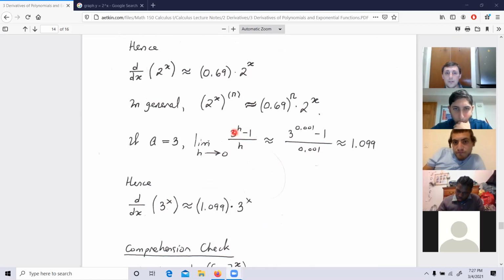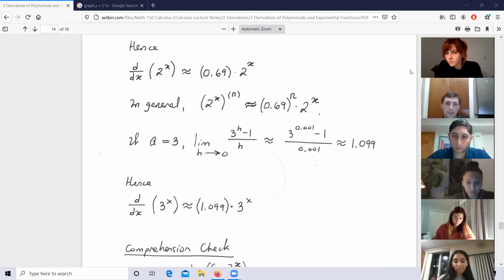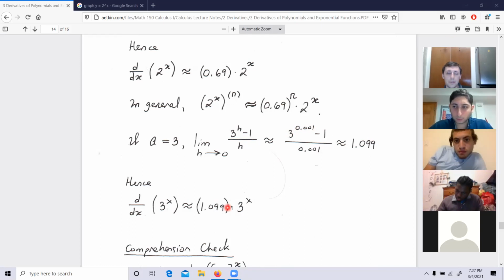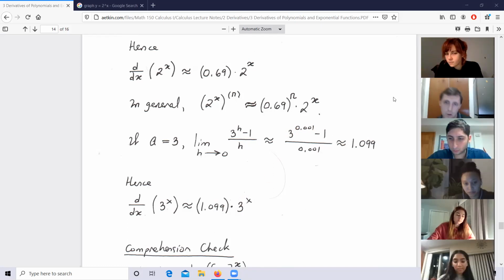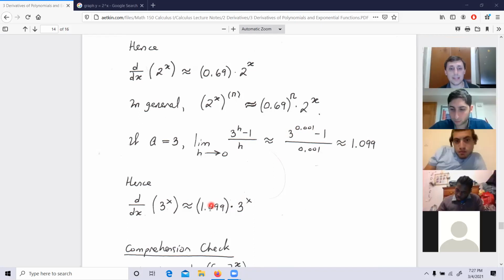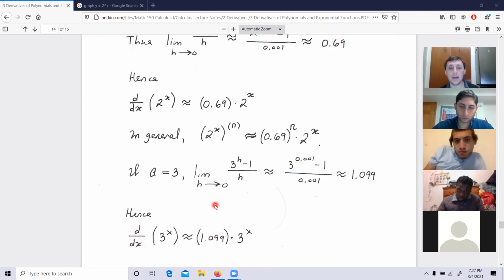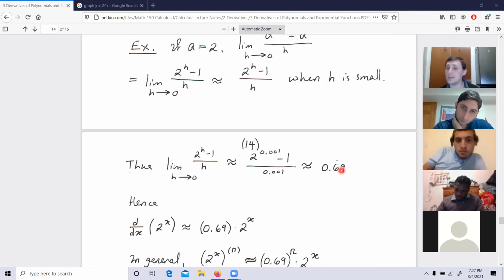Good. Do you see what happens, guys? The derivative at 0 is approximately (3 to the 1 over 1,000 minus 1) over 1 over 1,000, and that's slightly more than 1. Yes? So we have a number slightly more than 1 times 3 to the x. You understand what it means? Again, the function is not terribly changed. Look at this number. This number is slightly bigger than 1, and this number is slightly less than 1.